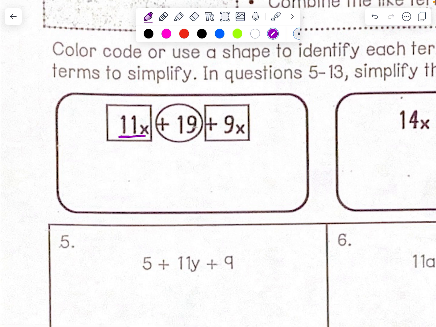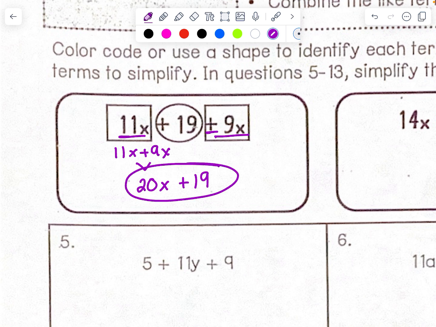So we've got the x's. They are like terms, so you can add them together because there's a plus sign here. 11x plus 9x is going to be 20x. Then all that's left is a plus 19. Then we have our simplified expression.